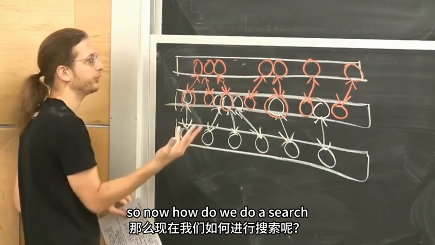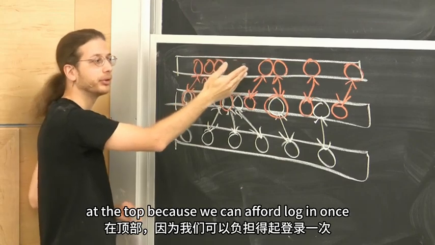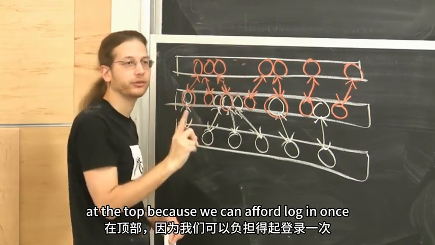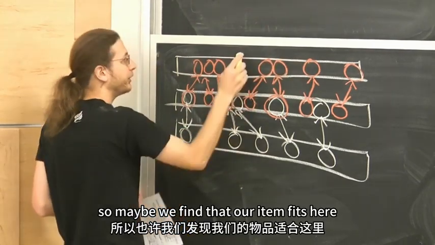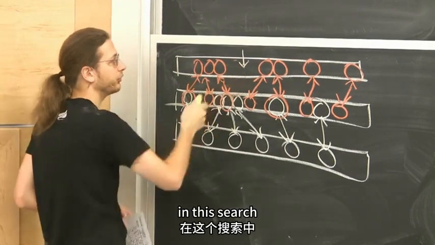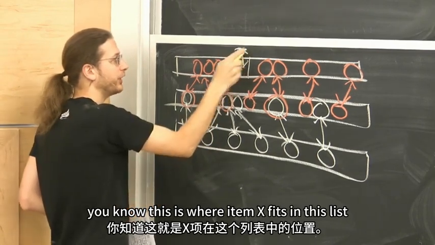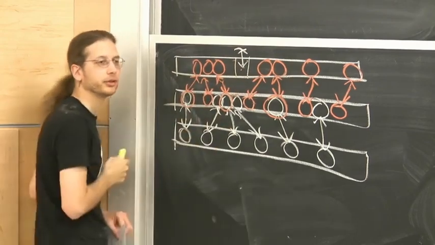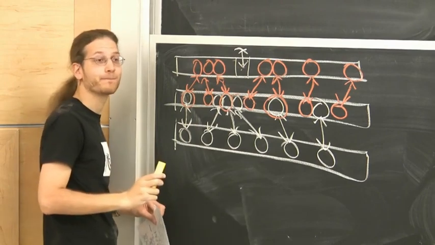So now, how do we do a search? We're going to start at the top, and we're going to do a regular binary search at the top, because we can afford log n once. So we do the binary search at the top. Maybe we find that our item fits here in this search. So that tells us, oh, this is where item X fits in this list. Great. Now I need to know where it fits in the next list in constant time.